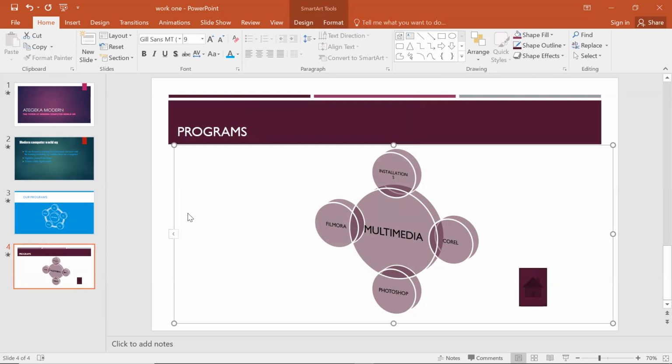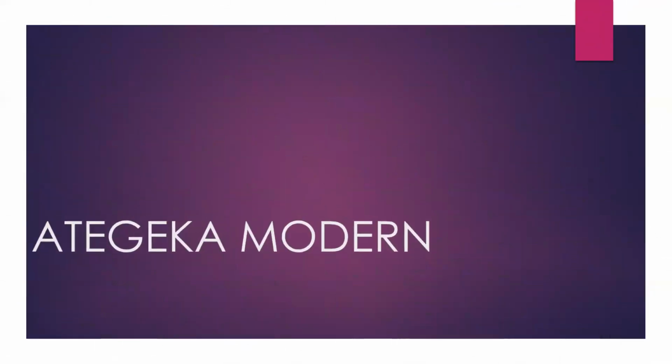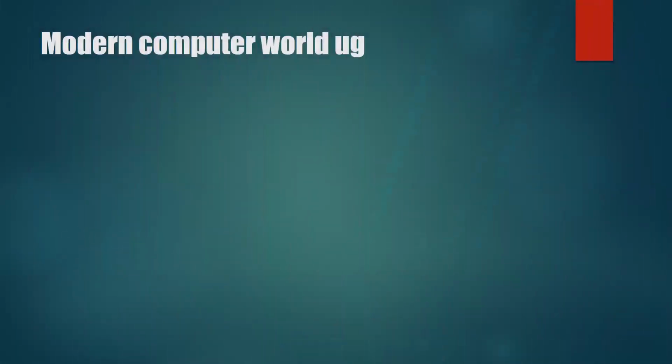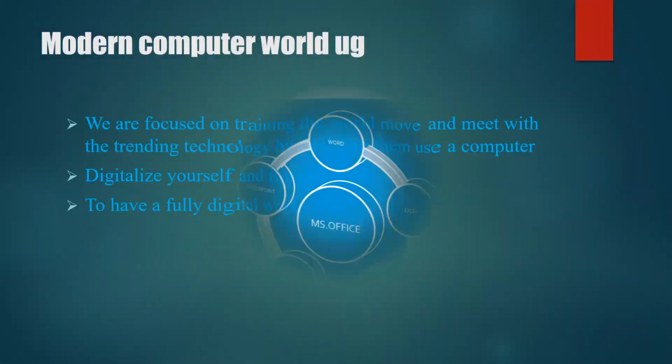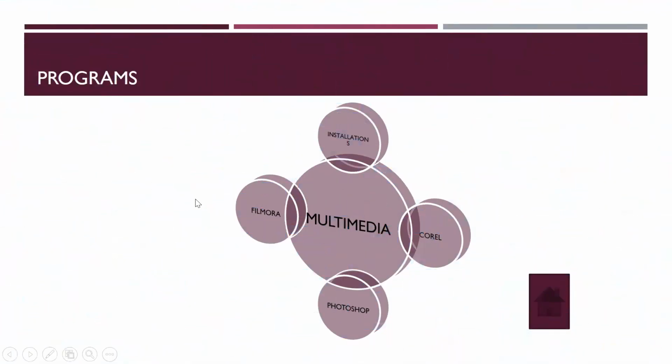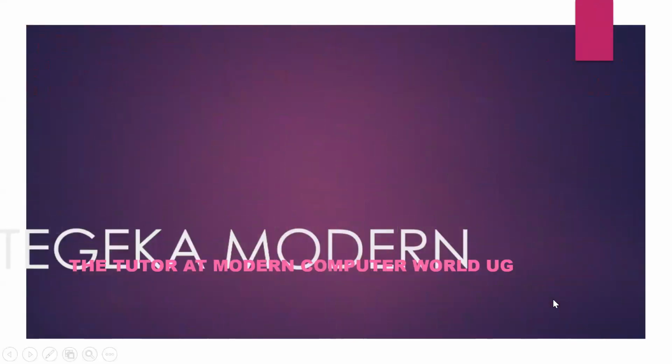So when I save and press F5, I click, and we go to the last slide. This is the second slide. This is the third one. So you see, this is our action button. When I click, it takes me back to the first slide.